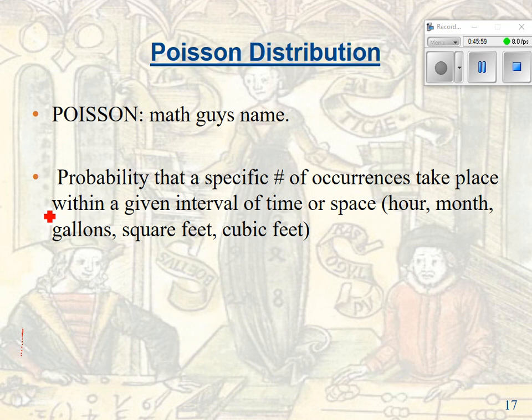The next distribution. So we got the geometric distribution, then we got the Poisson distribution. Poisson is some guy's name. I'm sure he's some kind of mathematician from a long time ago.